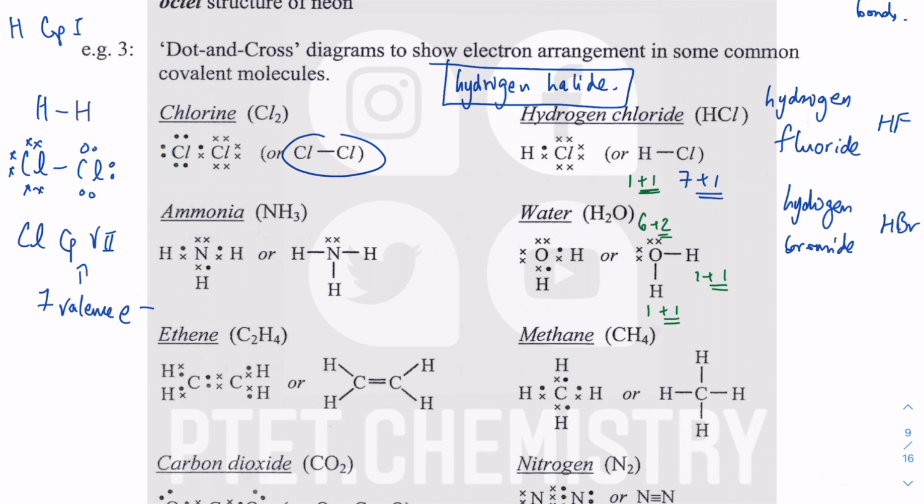Nitrogen is in group 5, so it's got 5 outer shell electrons. 1, 2, 3, 4, 5. Look at the cross. 1, 2, 3, 4, 5. Hydrogen is in group 1, so 1 plus 1, 1 plus 1. So the hydrogen forms 1 covalent bond.